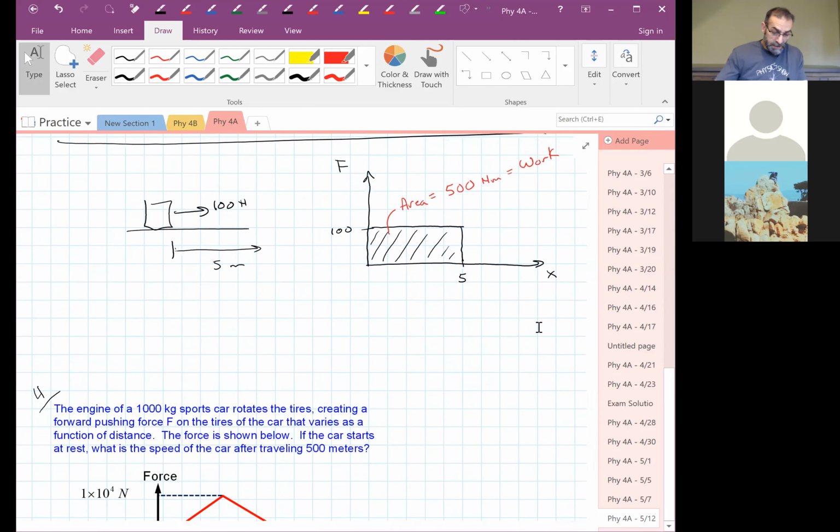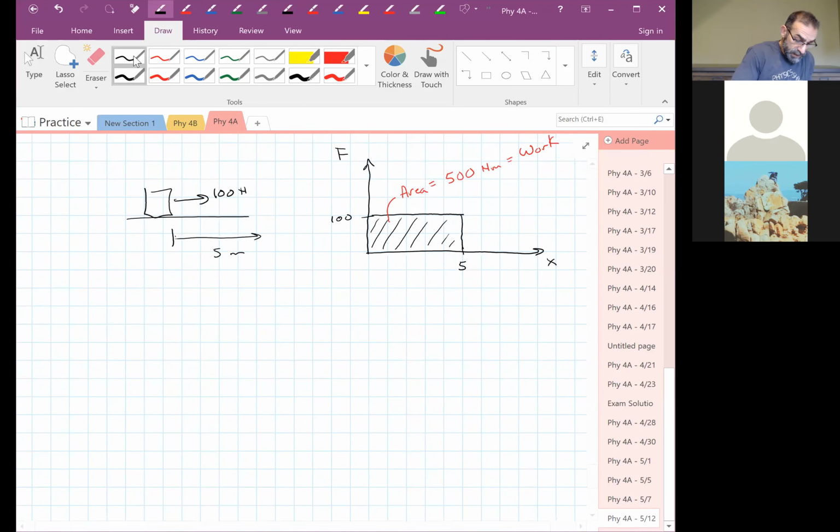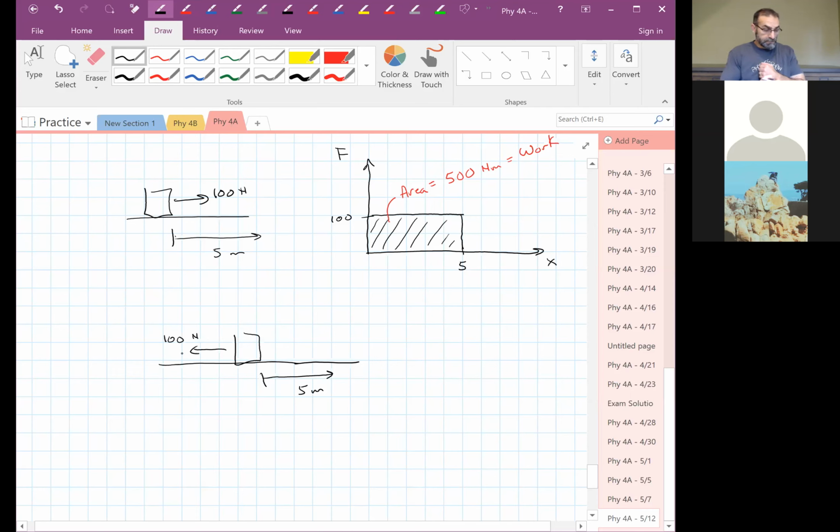Now let's take a look at this situation. We've got our box sliding to the right, but our force is in the other direction. So the box is moving to the right. The force is to the left. Maybe it's a friction force. Maybe it's something slowing it down. We're pulling on it to slow it down. So what would this look like if we plotted it? Leave a little more space here.